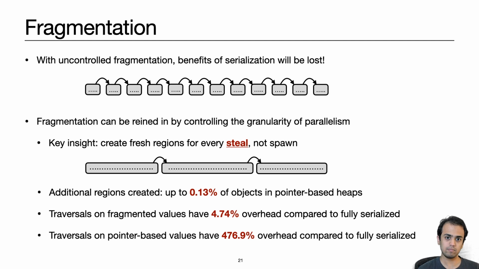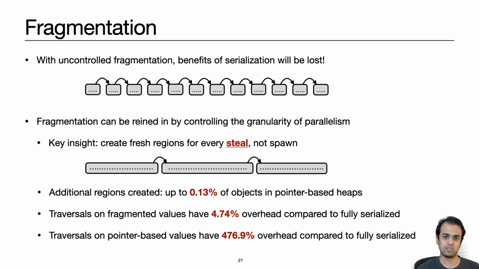We actually did some experiments to measure this fragmentation. And the first thing we measured is the number of fresh regions that get created specifically for parallel allocations. And we observed that this number is very small, up to 0.1% of all of the objects that are created for allocating fully pointer-based values. So the values that we allocate are still mostly serialized.